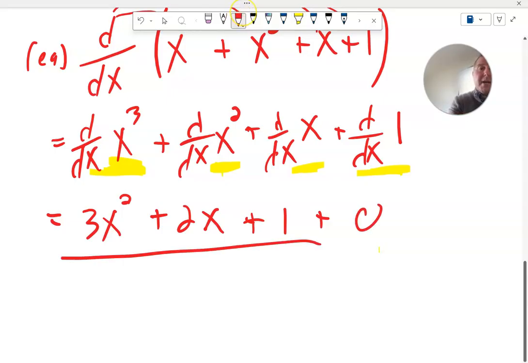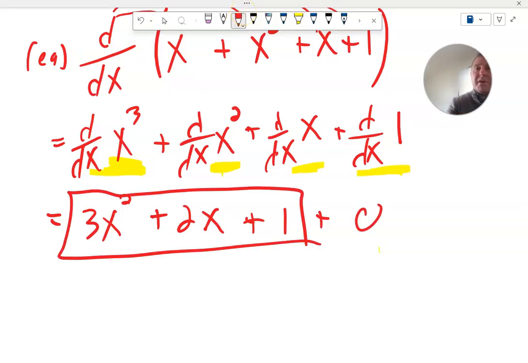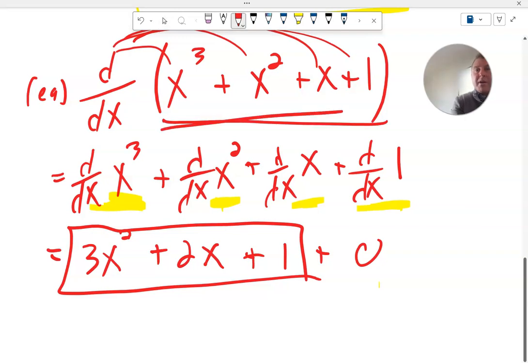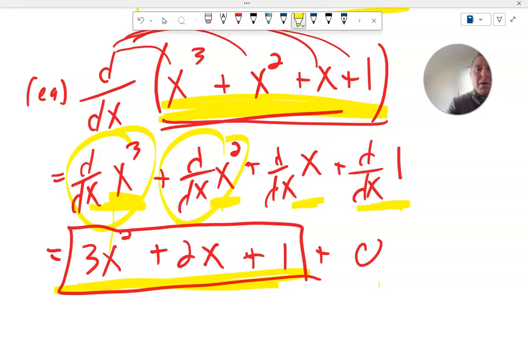Right? So here is my answer. The derivative of my original cubic function is this quadratic function. Okay? Power rule, power rule, power rule, or linear if you think about it. And then this is my constant rule here to get 0. Okay? Let's look at a little harder problem.